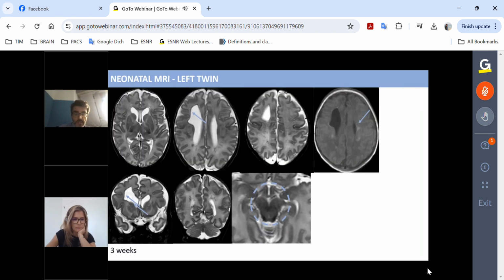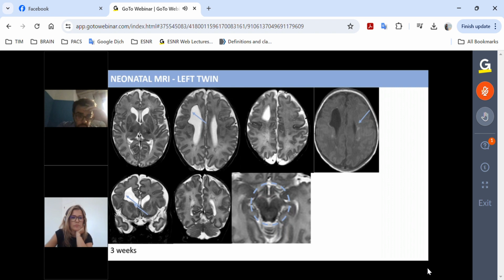This is the follow-up scan for the left twin at 3 weeks of age. So you can see that now the hemorrhage turned into a cavitation, and also you can see some lesion on the other hemisphere in the T1 weighted images on the right. The bright spot is probably new hemorrhages that appeared, while the brainstem is symmetric in this case.